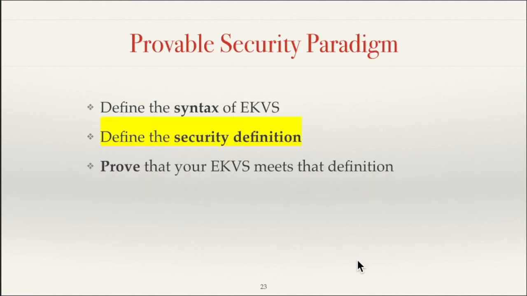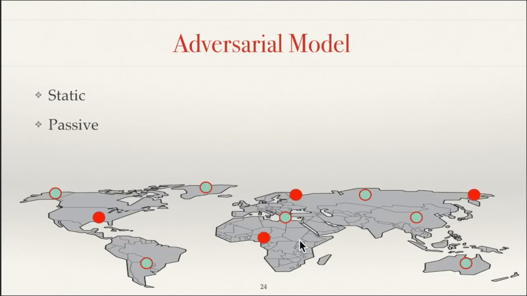Okay, so after we fixed our syntax, the next step was to define the security definition. Before that, let me just quickly describe our adversarial model. We consider a static and passive adversary. So this adversary hacks into some of these machines, and after he hacks, it's going to sit there forever and see whatever happens at these machines. It's passive, so it's not going to do anything else, but it's just going to observe and try to gather as much information as it can.